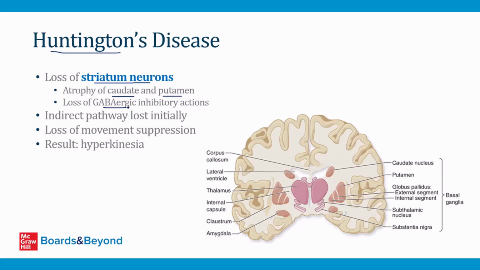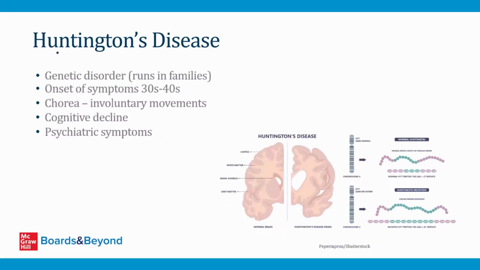And so initially in patients with Huntington's disease, what happens is the indirect pathway is lost. So you get a loss of movement suppression, and as a result, you get overactivity of the direct pathway and hyperkinesia. I talk about the clinical features of Huntington's disease in detail in the video on movement disorders, but I'll just summarize some of the clinical features here and talk about how they tie back to the basal ganglia. So Huntington's disease is a genetic disorder, so it runs in families, and the typical age of onset is relatively young, usually in the 30s or 40s.